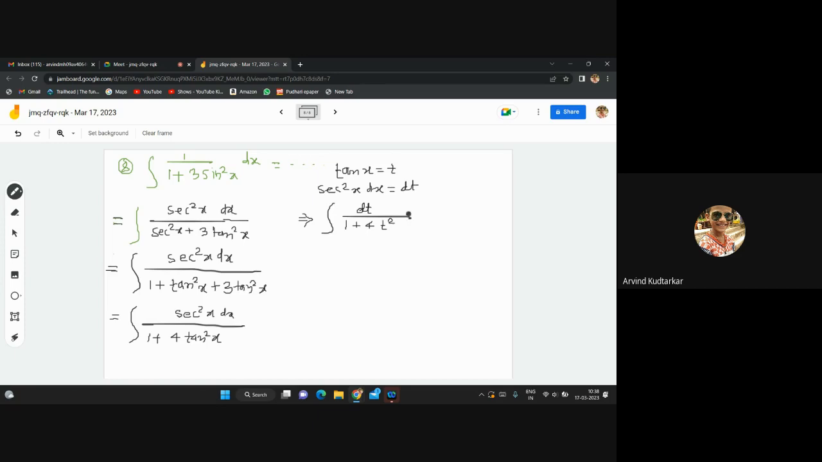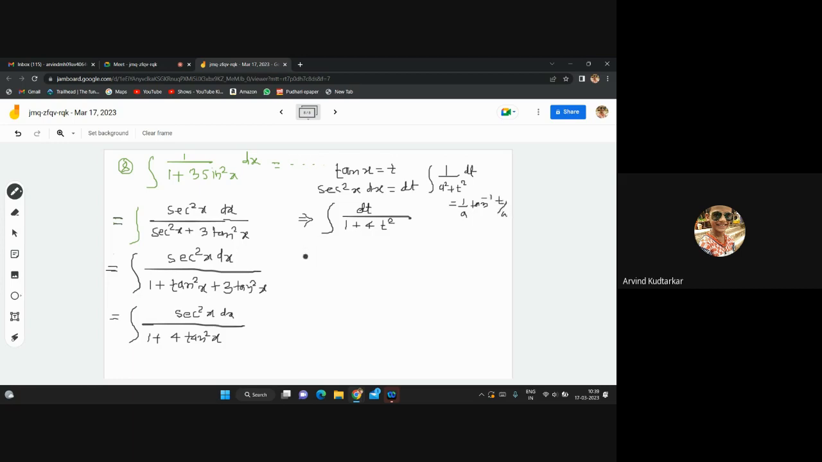Can you apply there any result from integration? Yes, but before that, we want the unit coefficient for t square. So here in this case, you know the result of integration of 1 by a square plus t square, or t square plus a square into dt. It is nothing but 1 by a into tan inverse of t upon a.